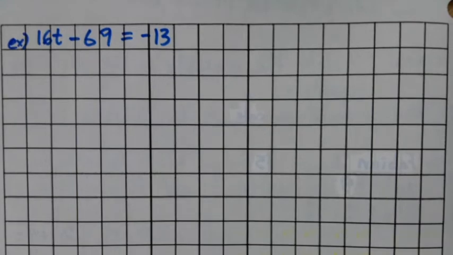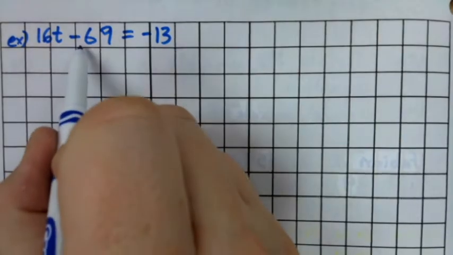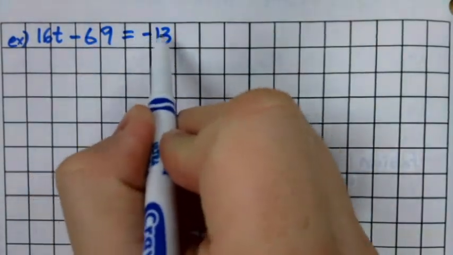Some people find it confusing, more confusing than just doing the math this way. So we're going to do a bunch of examples here using the method I just showed you without the model. So 16t subtract 69 equals negative 13.